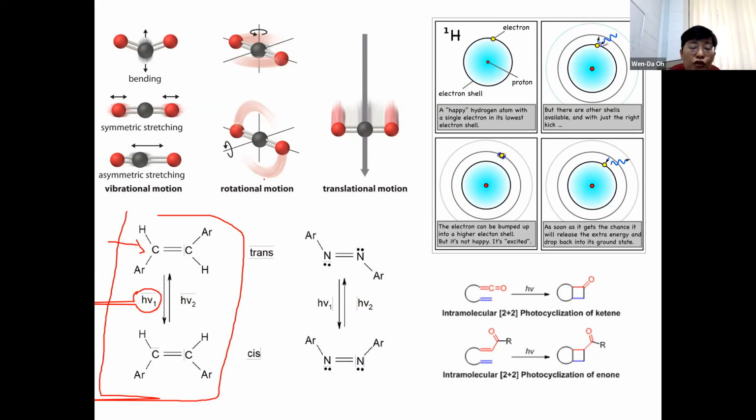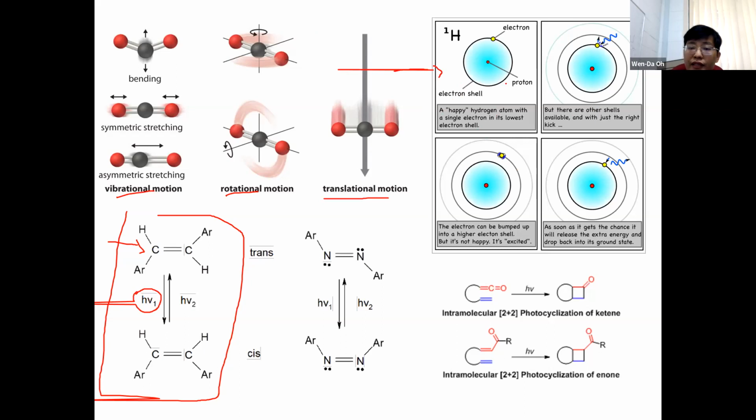If you have less energy, of course you have vibrational motion, rotational motion, and translational motion. So these are the basic movements of the molecules that can happen once they are exposed to low energy radiation.